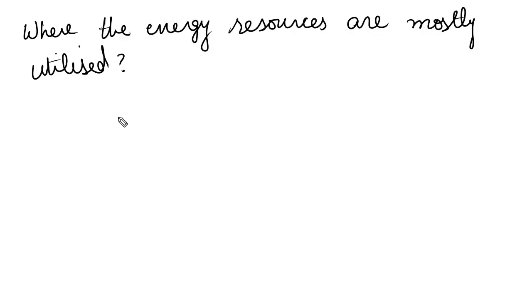So, where the energy resources are mostly utilized. There are three main areas in which we utilize most of our energy resources. Number one area is transport. In transportation, there comes car, the jets, the generators.